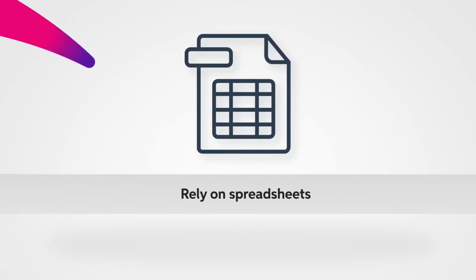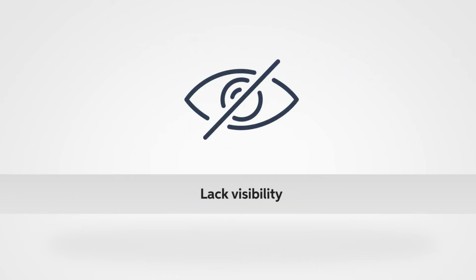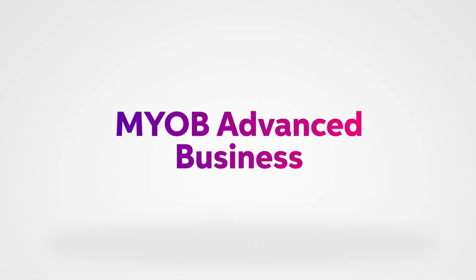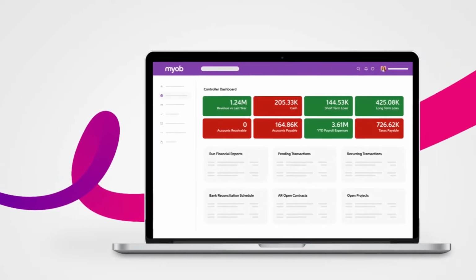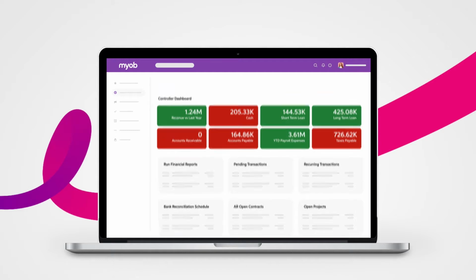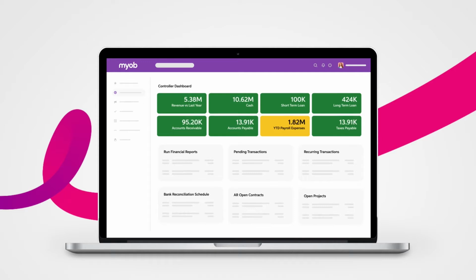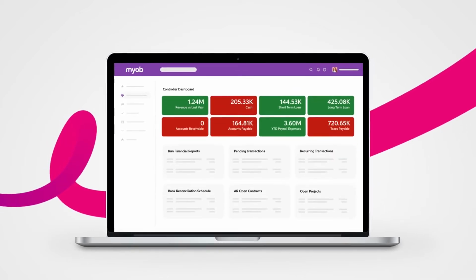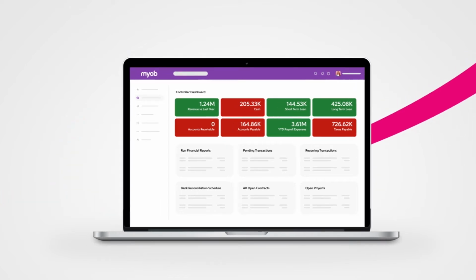For businesses who rely on spreadsheets or multiple systems to run their business, lack visibility over critical data, and spend too much time on manual tasks, MYOB Advanced Business addresses these challenges. MYOB Advanced Business includes tools for financial management, project accounting, customer relationship management, comprehensive reporting, and inventory management on one platform. MYOB Advanced Business centralizes your financial management so you have access to accurate data in one place.